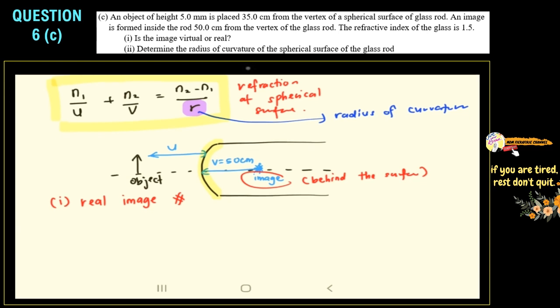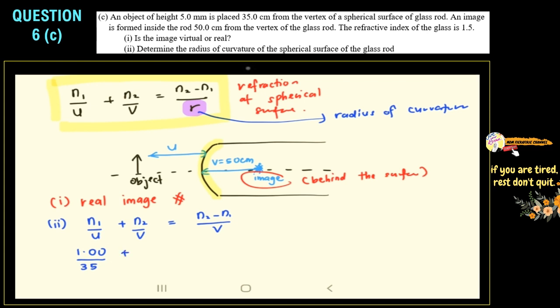By using that equation, n1 over u plus n2 over v equals n2 minus n1 over R. So n1 is the refractive index where the object sits. Now where is the object? This is the position of the object. It is in air, outside the glass. So it is 1, the refractive index of air. And u, the question already gave, is 35 centimeter.